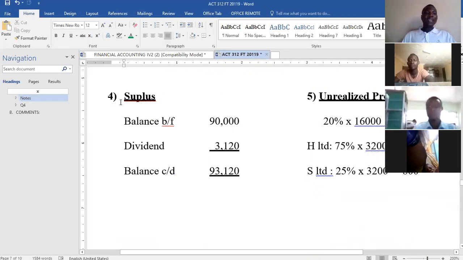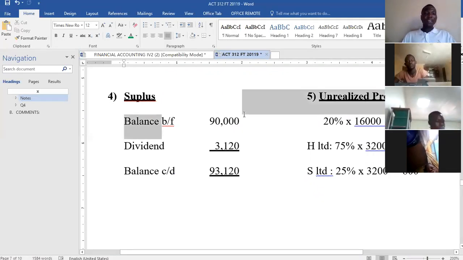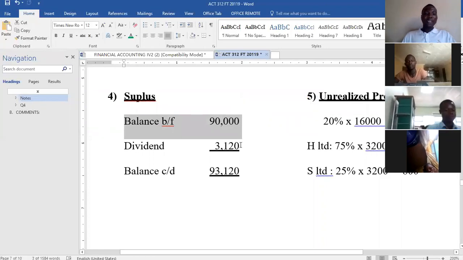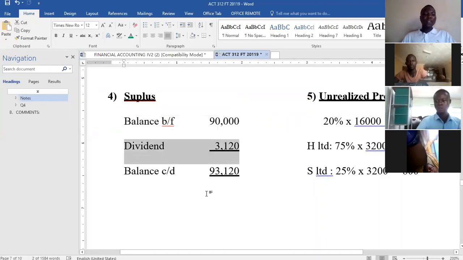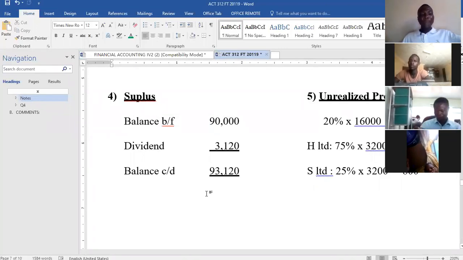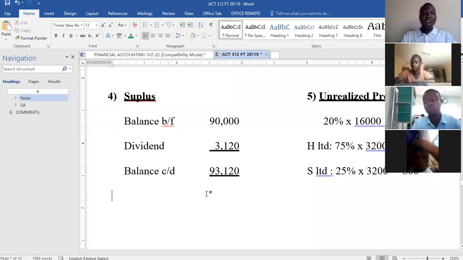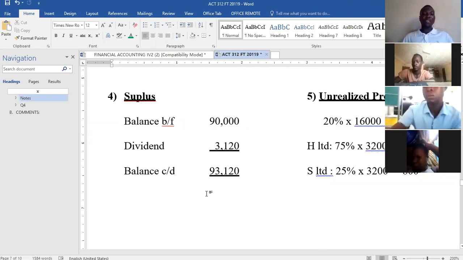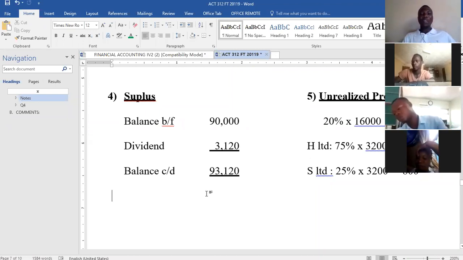So I come here and say surplus. Income surplus of 90,000, I will now add this 3,120 to it to give me the true reflection of what the income surplus should have been. So now I'll add the 3,120 to the income surplus, which will give me 93,120 as the actual income it should have reported in its balance sheet. So now I've succeeded in correcting the credit side of the account. Let's go and correct the debit side of the account.